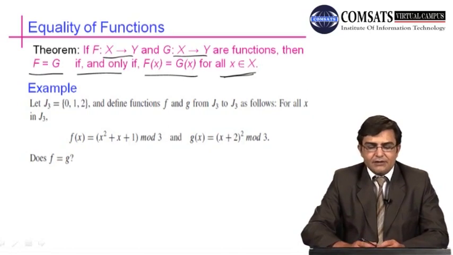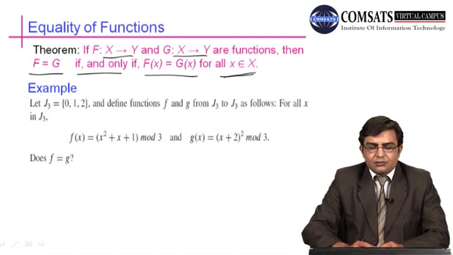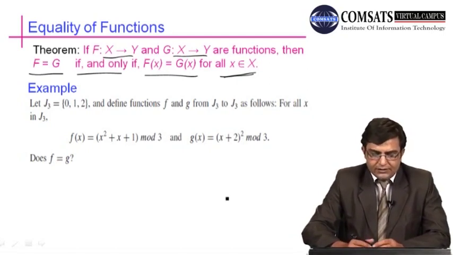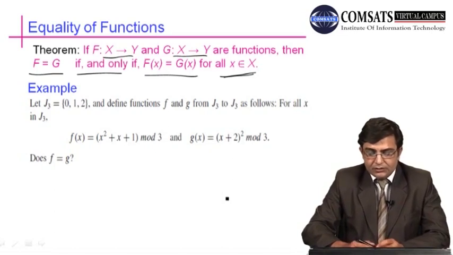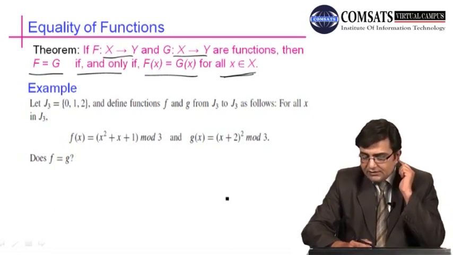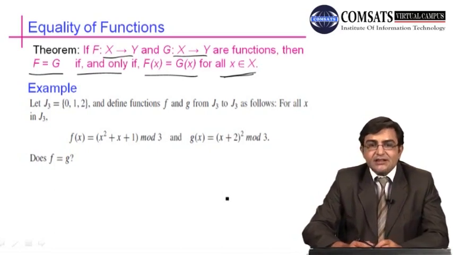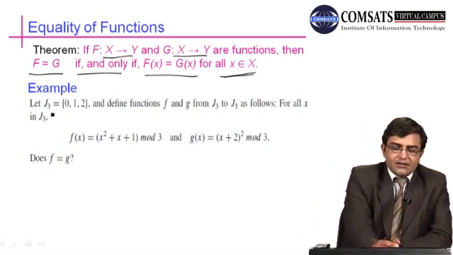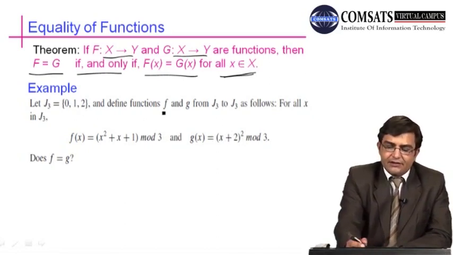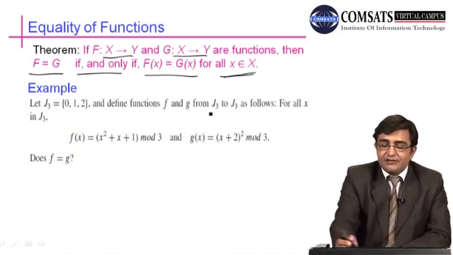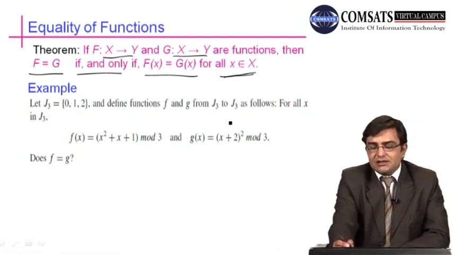We discussed images in the previous lecture: what is the image, pre-image, and inverse of a function. To understand the equality of functions better, we consider a simple example. In this example, the functions f and g are basically Boolean functions defined on the set J3. J3 is 0, 1, 2. This is the set J3, and we define two functions f and g from J3 to J3.